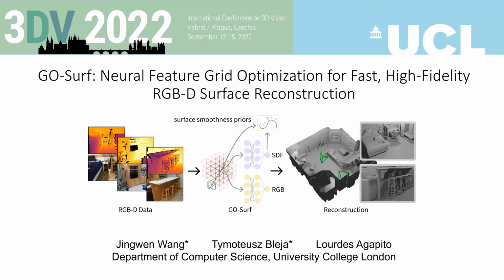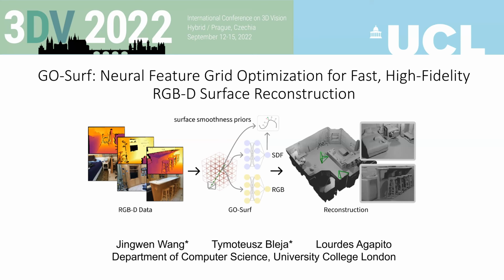How can you achieve very high fidelity and accurate 3D surface reconstruction? Using the NeRF paradigm, just optimizing the scene representation. And here we use a multi-level feature grid and tiny MLP decoders.